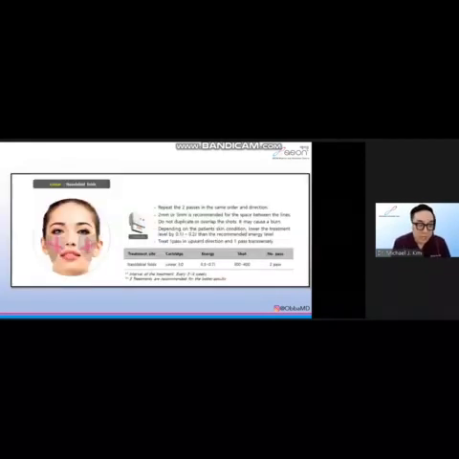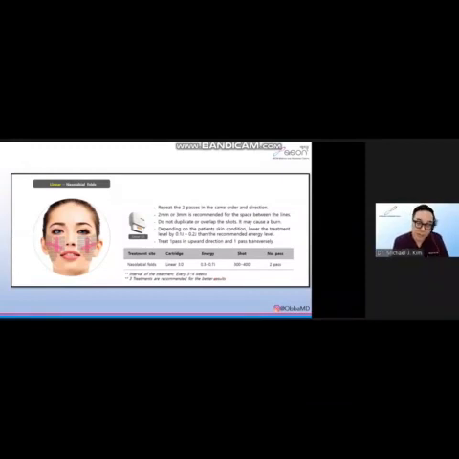For the nasolabial fold, mainly it's recommended to use the linear 3.0. I think this is to be researched and we have to wait and see. I just received the 3 millimeter linear recently, so I'm testing it out right now. But the principal claims that it has a high potential for treating areas like the nasolabial fold and the marionette lines.